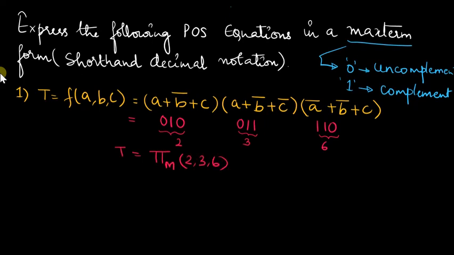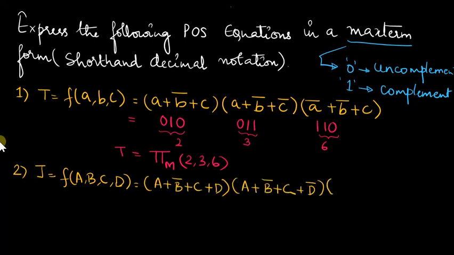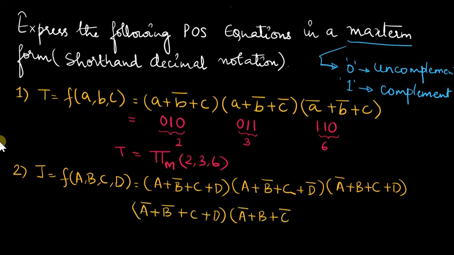So when we represent the expression, it will be T is equal to pi uppercase M 2, 3, 6. In a similar manner, let us consider the second example, which is given by a plus b bar plus c plus d, a plus b bar plus c plus d bar multiplied with a bar plus b plus c plus d multiplied with a bar plus b bar plus c plus d into a bar plus b plus c bar plus d into a bar plus b bar plus c bar plus d.